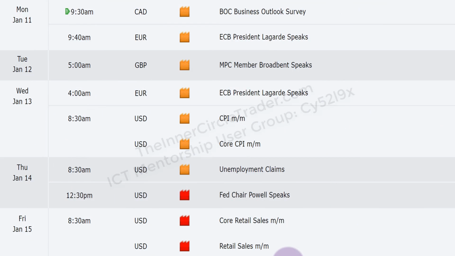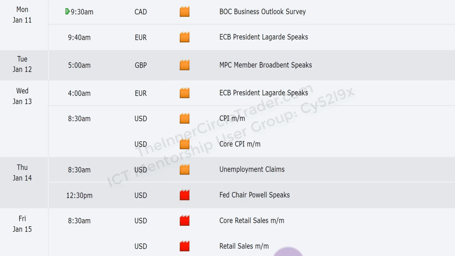All right, so we're looking at the economic calendar for the week to come. On Monday, we have medium impact for Canadian dollar at 9:30 a.m., Bank of Canada Business Outlook Survey, and ECB President speaking for medium impact for euro about 10 minutes after that on Monday. On Tuesday at 5 a.m., GBP has medium impact speaker. And then Wednesday at London Open 4 a.m., euro dollar has a medium impact speaker.